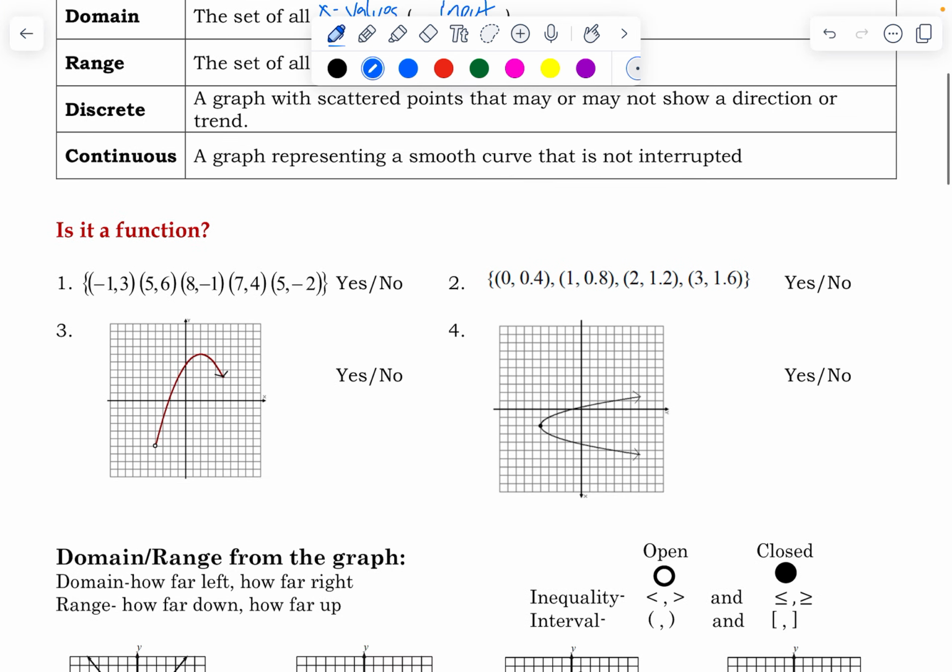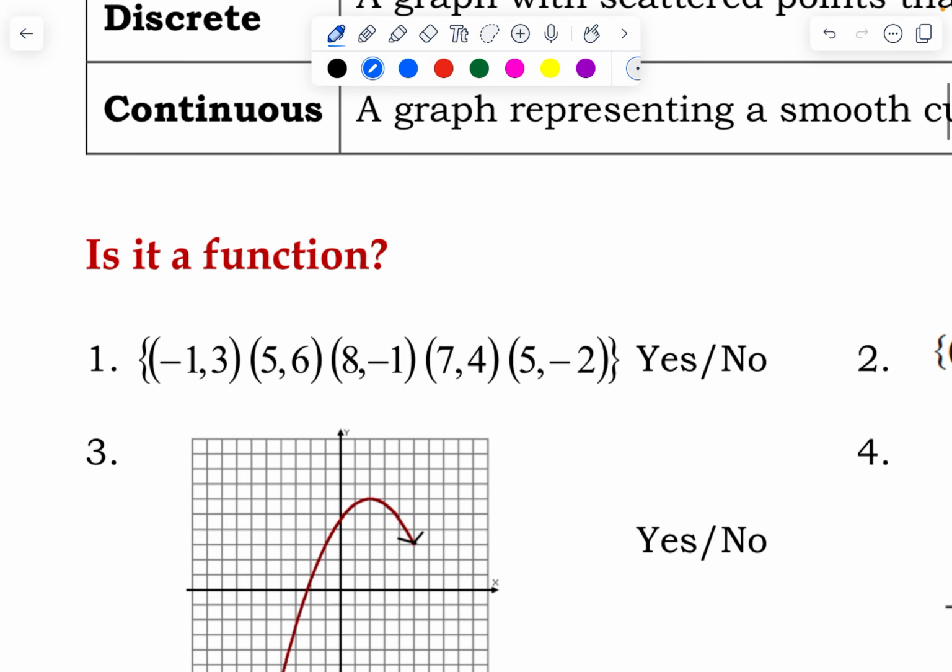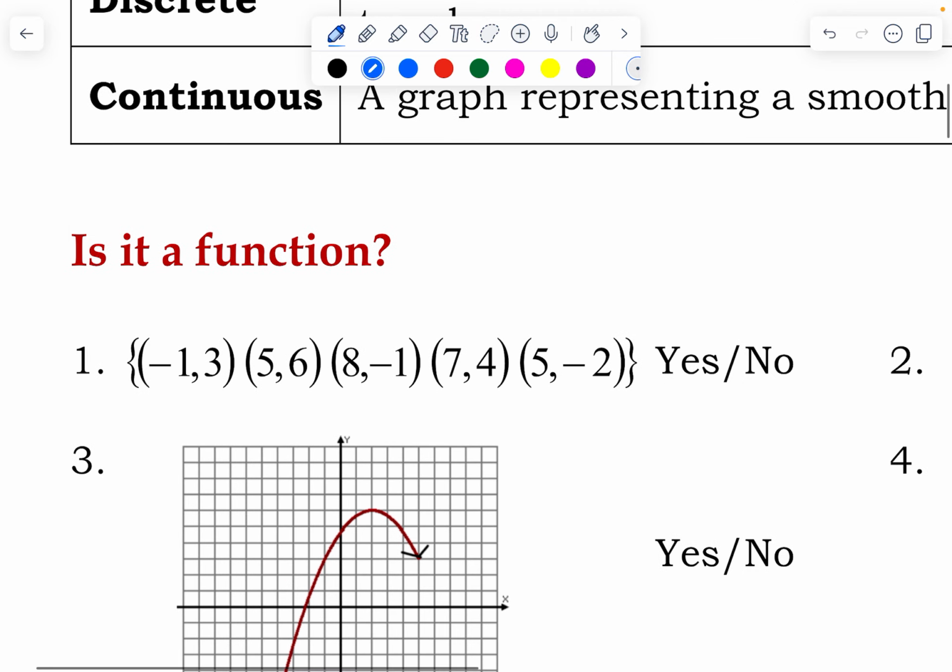Okay, so is it a function? What we're looking at here is each input value, the x value, has to have a unique output value. So what I see is I've got an input value of -1, 5, 8, 7, 5. Oh, I said 5 twice. Do they map onto the same output value? No, they do not. So that is not a function.